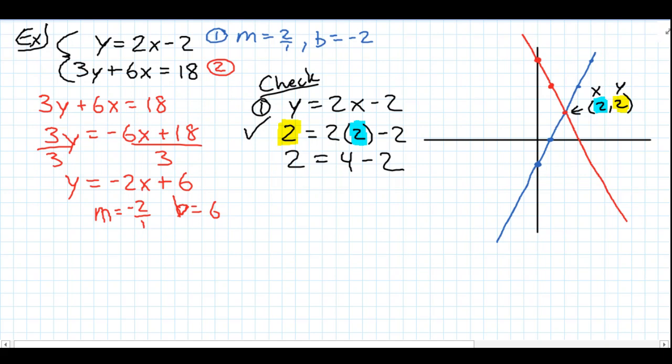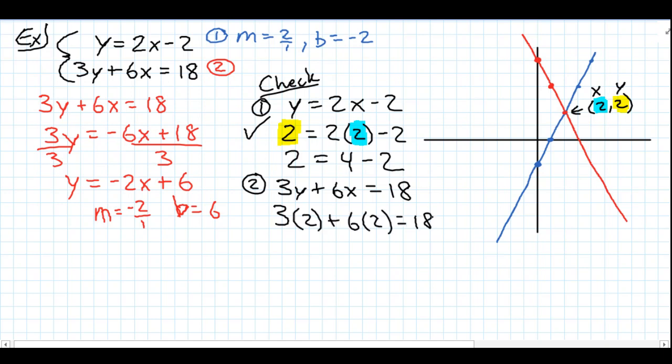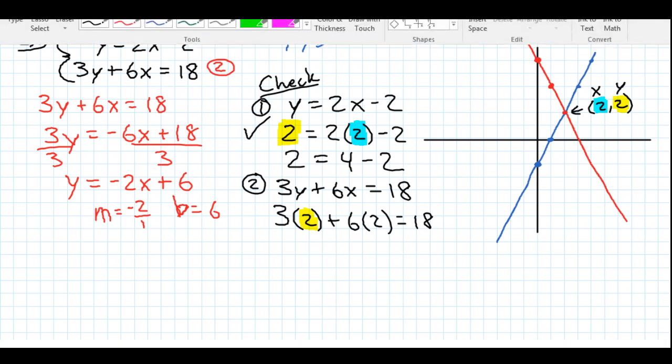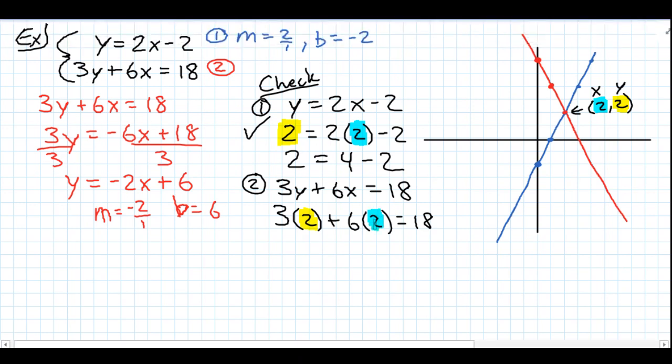The same point needs to work for the second equation. I'm going to go ahead and write this out. Equation number 2 is 3y plus 6x equals 18, right? Plug in, again, the 2 and the 2 for your y and your x. So I have here 3 times 2 plus 6 times 2. Does that equal 18? I'm going to highlight this as well just so you understand that this 2 right here is coming from the y value and this 2 right here is coming from the x value.